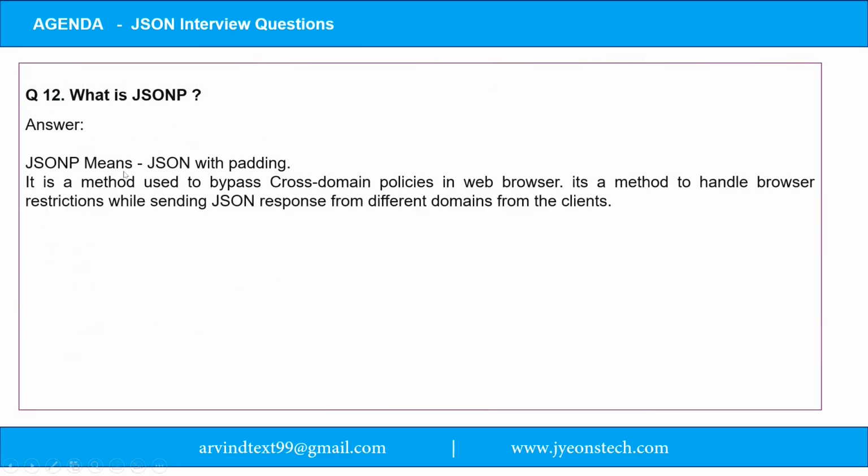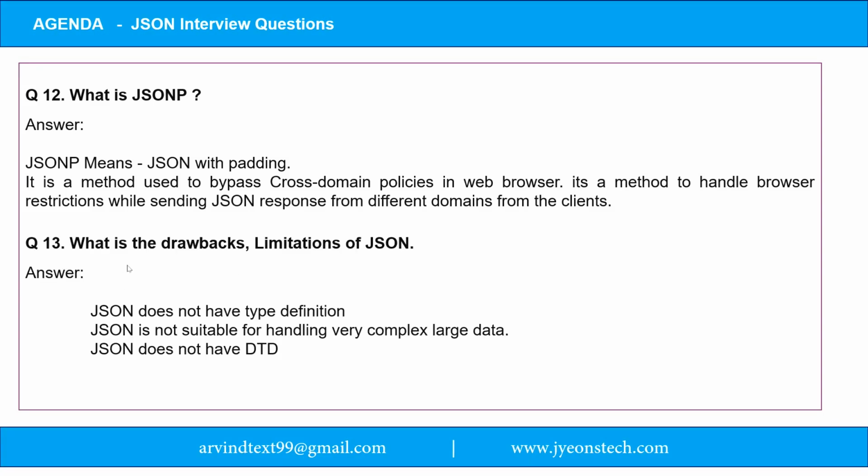So next is, what is JSONP? JSONP means JSON with padding. It is a method used to bypass cross domain policies in web browsers. It is a method to handle browser restrictions while sending JSON responses from different domains to the clients. This is very simple: there is a web browser cross domain policy. If we are sending data to different domains, this policy will not allow the JSON to reach the client. So JSONP is used to overcome that.